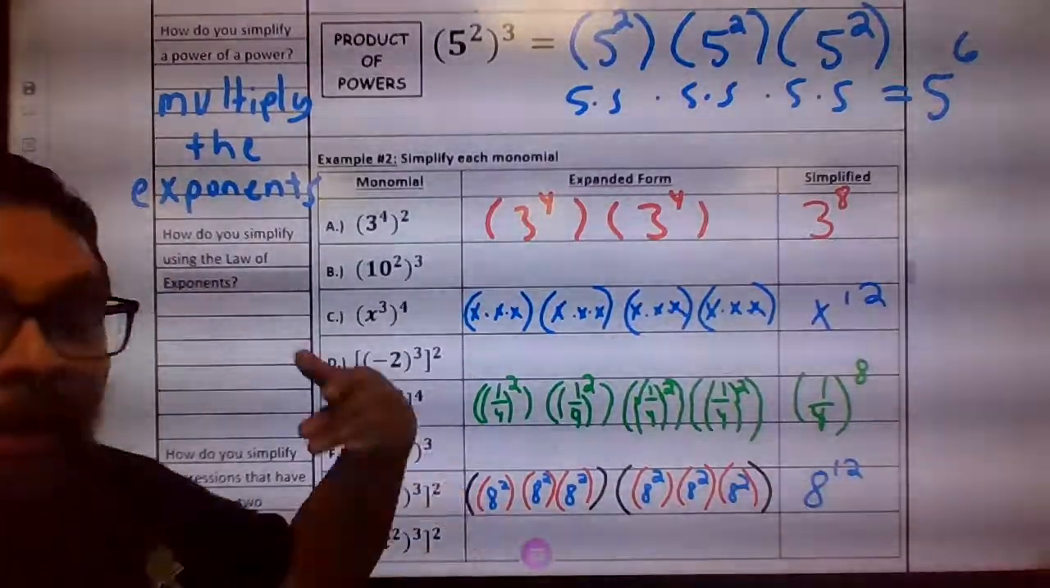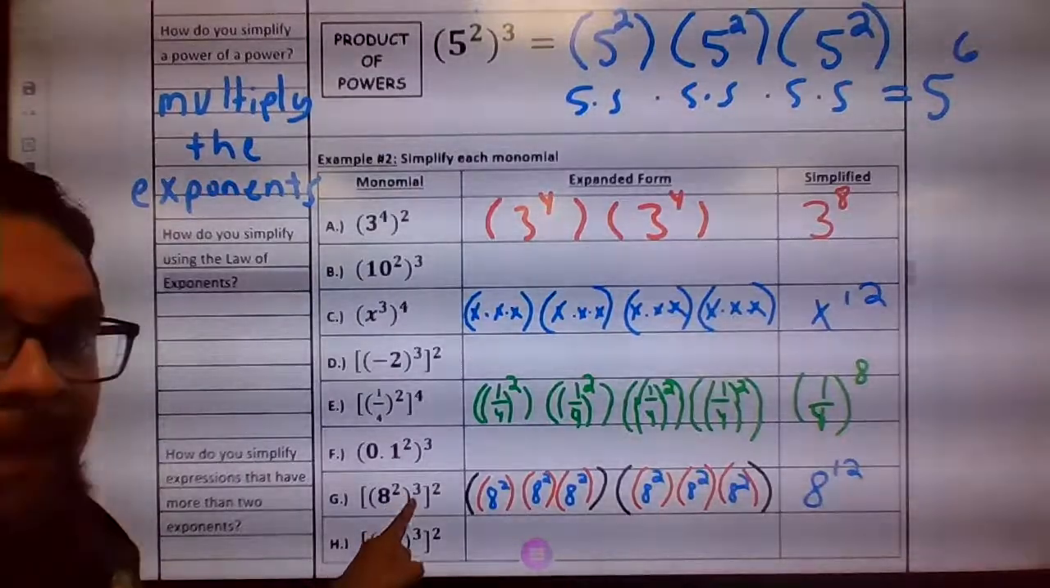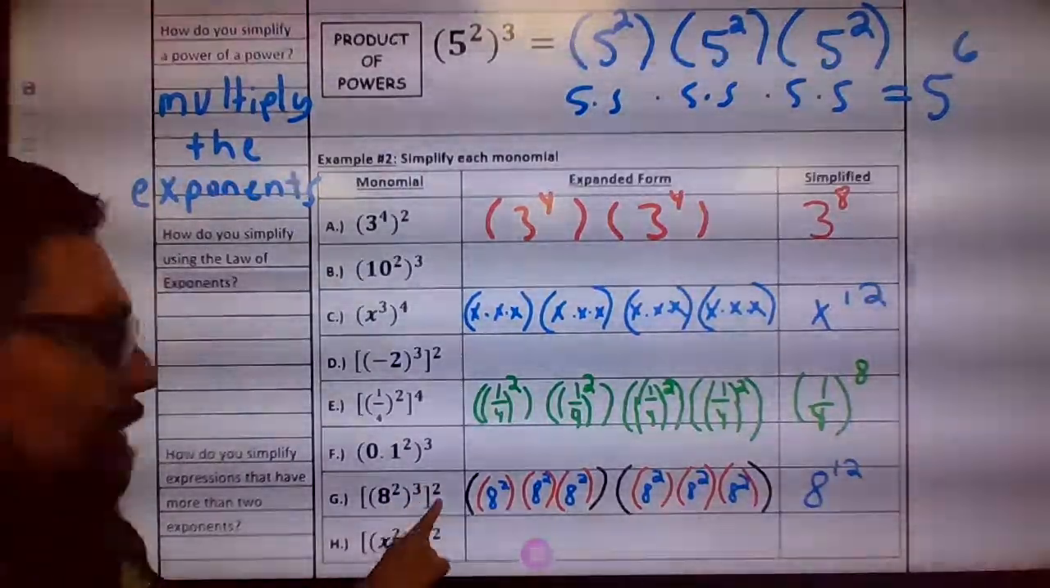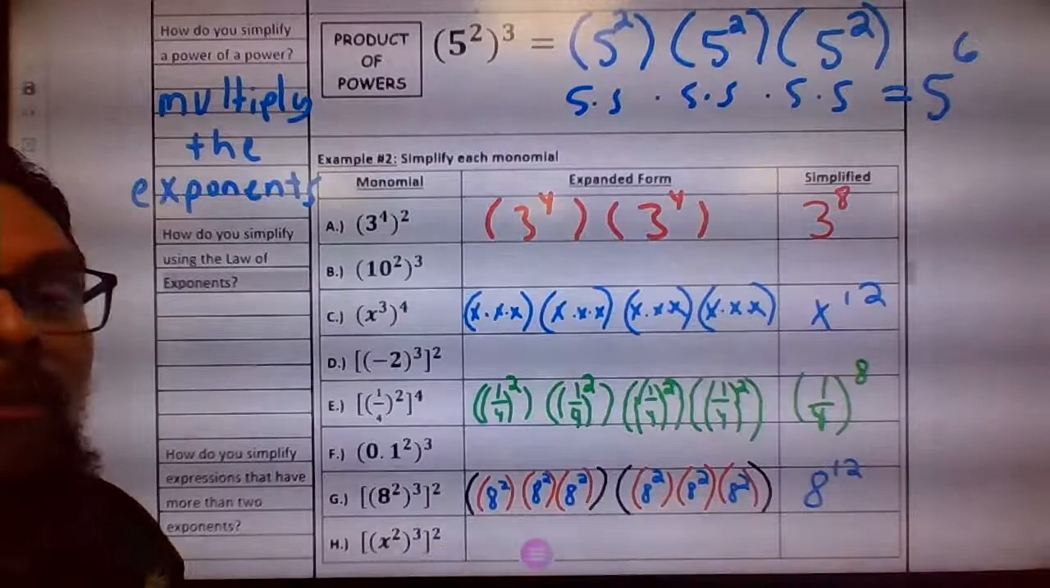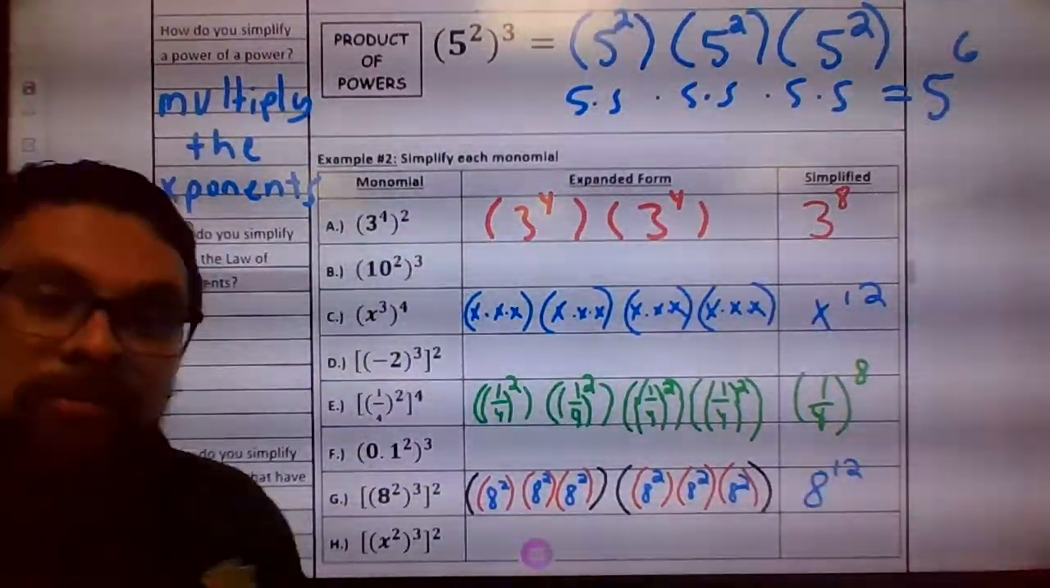So now the shortcut is, what's 2 times 3, guys? 2 times 3 is 6, and then times 2, 12. There it is. All right. Now, go ahead and do H. Go ahead and try to do H, guys.